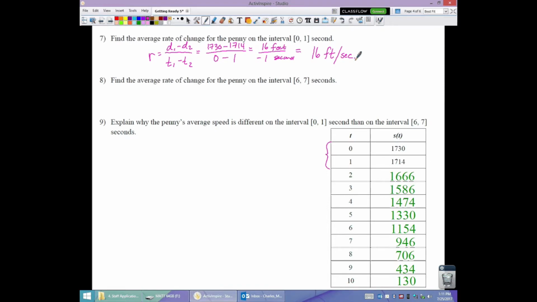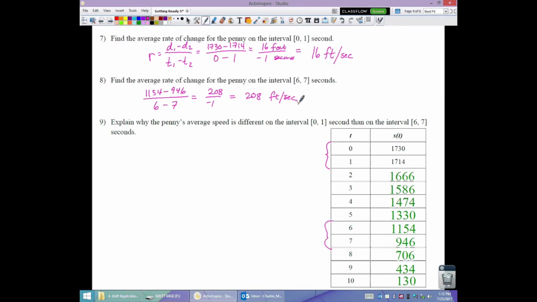Do the same thing for the 6 to 7. Well, 1154 minus the 946 divided by 6 minus 7 gives me 208 over -1. So we're going to say that's 208 feet per second.